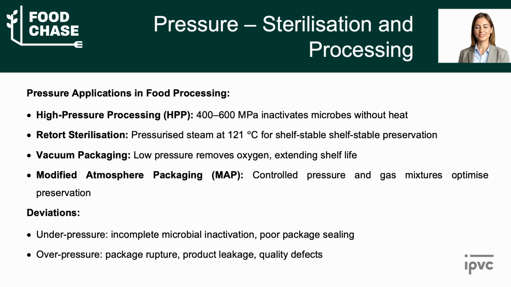In retort sterilization, we combine heat and pressure. We heat to 121 degrees inside a pressurized steam vessel, which raises the boiling point of water and allows us to reach the temperatures needed to destroy bacterial spores, which are far more heat-resistant than vegetative cells. In vacuum and modified atmosphere packaging, we control the pressure and gaseous environment around the product to minimize oxidation and microbial growth, extending shelf life significantly.